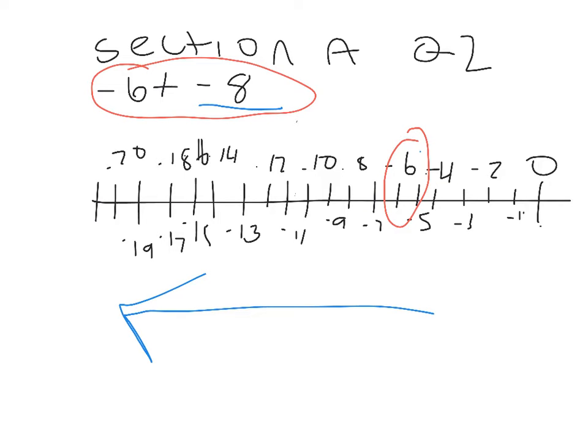Okay, so if I consider the sum -6 plus -8, my starting number is -6. Now, because I am adding a negative number, I'm going to go this way along my number line. So I'm going to count back, I'm going to add 8 to it. I'm going to say 1, 2, 3, 4, 5, 6, 7, 8. And I end up at -14. So -6 plus -8 is -14. Okay?